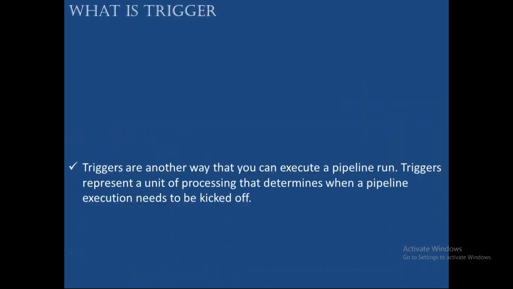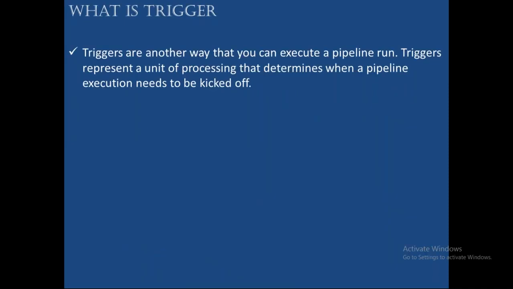Now, what is a trigger? As discussed, triggers are another way that you can execute a pipeline run. We were doing manual runs and debugging the pipeline. This is another way that you can execute a pipeline, that is by using triggers. Triggers represent a unit of processing that determines when a pipeline execution needs to be kicked off. So triggers will tell you when this pipeline has to run.